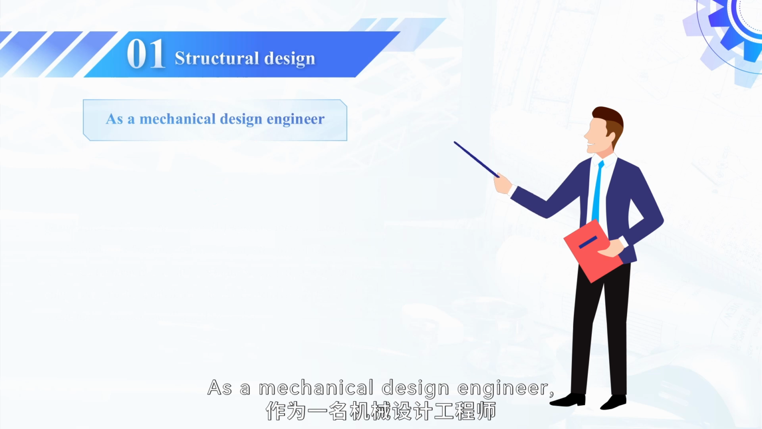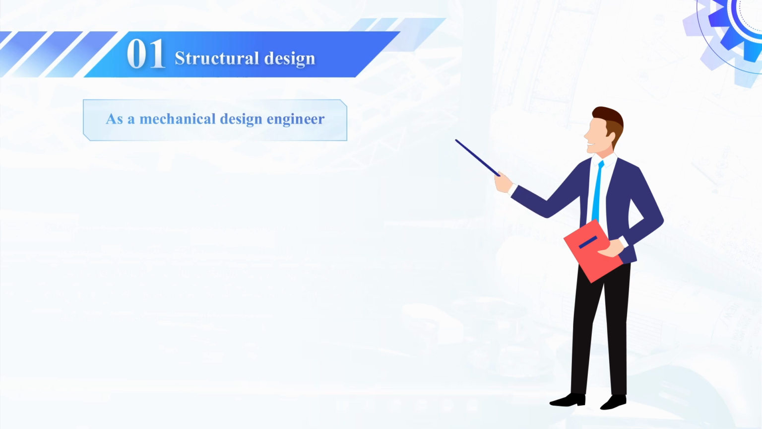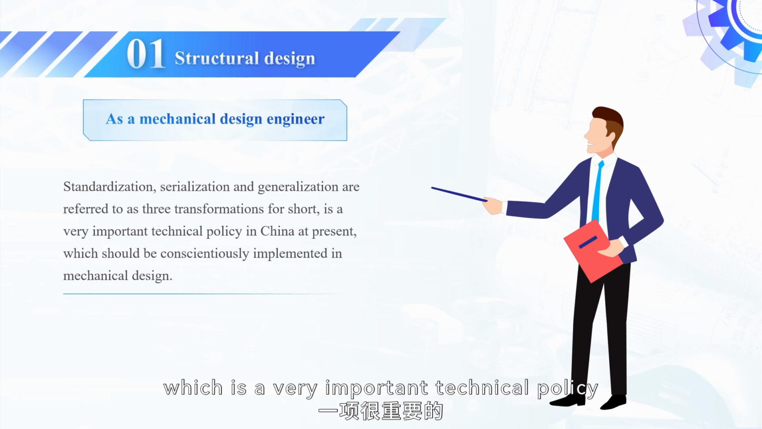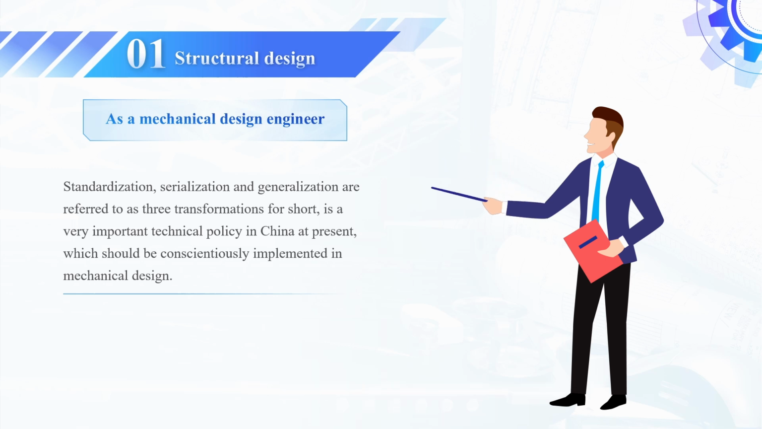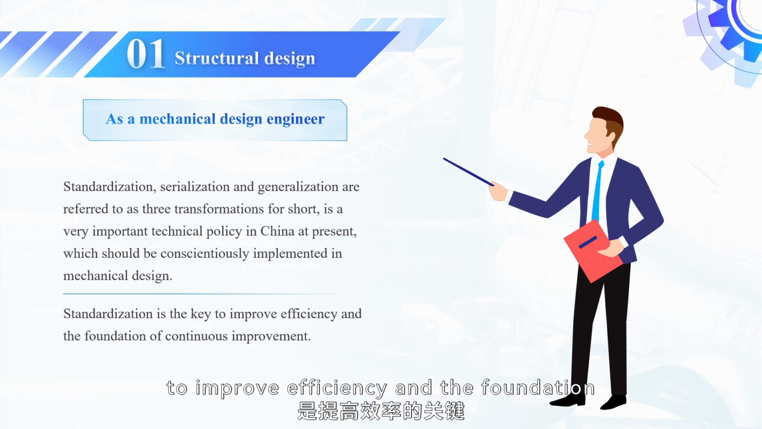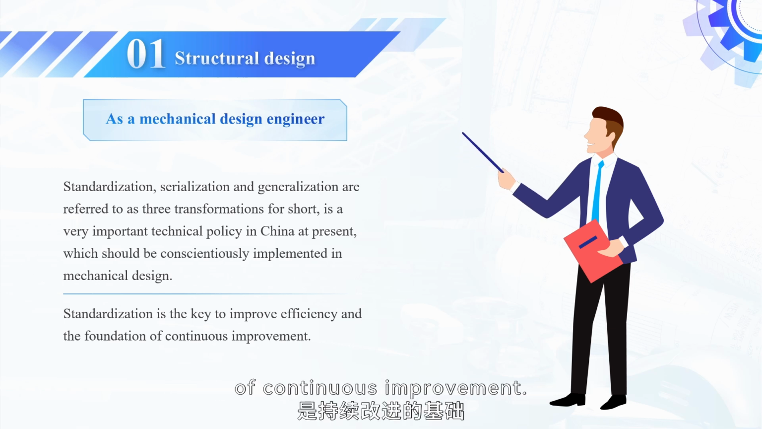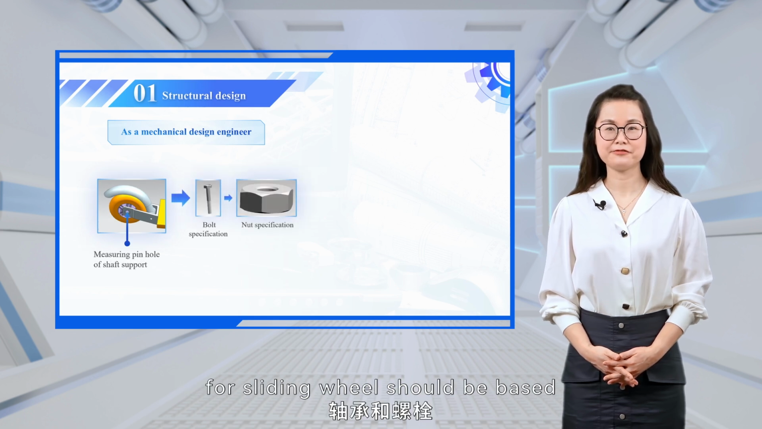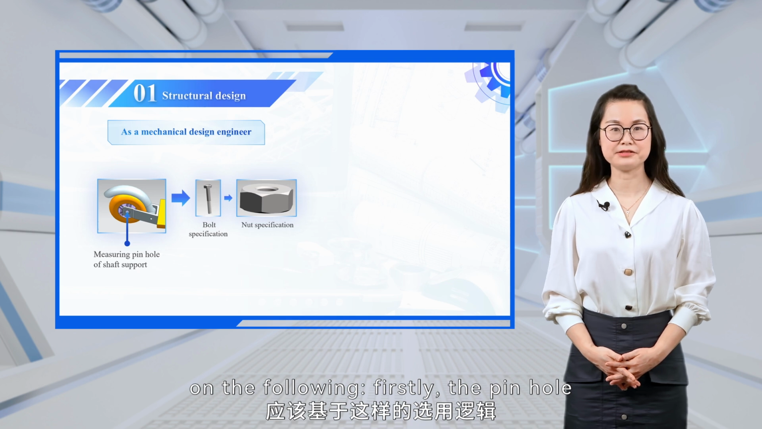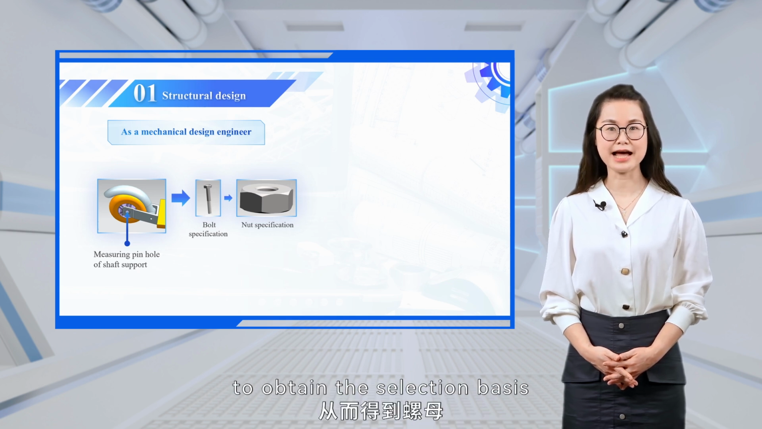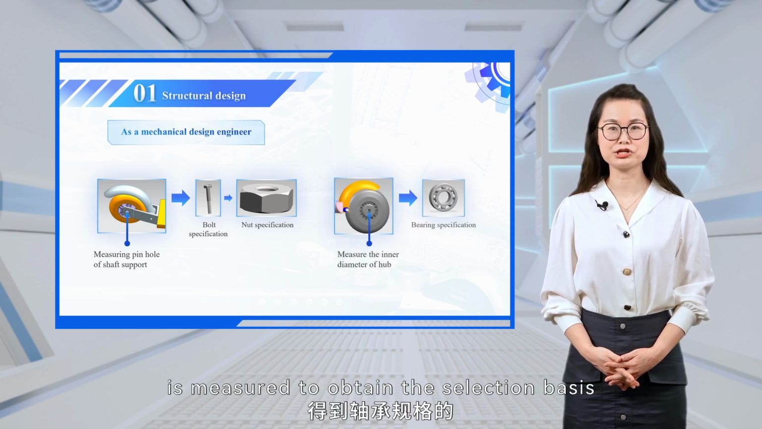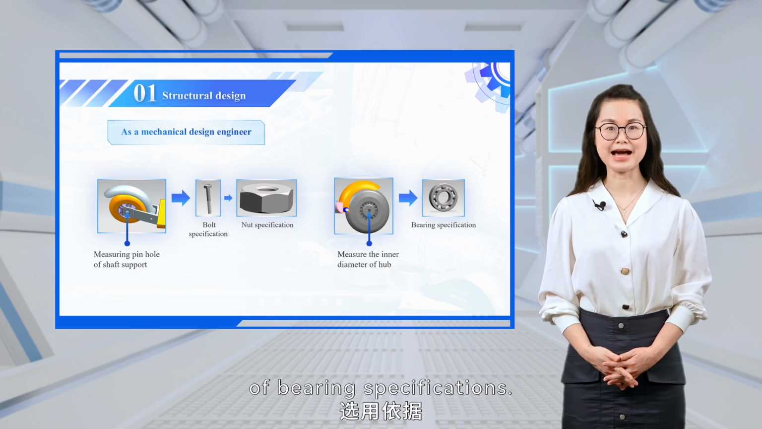As a mechanical design engineer, you should know: standardization, serialization, and generalization are referred to as the three transformations for short, which is a very important technical policy in China at present. Standardization is the key to improving efficiency and the foundation of continuous improvement. The selection logic of bearings and bolts for the scooter wheel should be based on the following. Firstly, the pinhole of the axle support is measured to obtain the selection basis of nut and bolt specifications, and then the inner diameter of the wheel hub is measured to obtain the selection basis of bearing specifications.